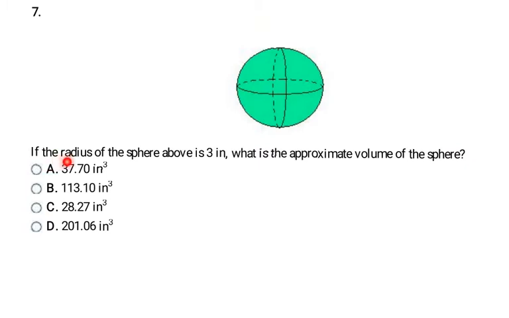So this question here says, if the radius of the sphere above is 3 inches, what is the approximate volume of the sphere? Well, I need to know that the volume formula of this sphere is volume equals 4/3 times pi times radius cubed. And here it tells me the radius is 3.